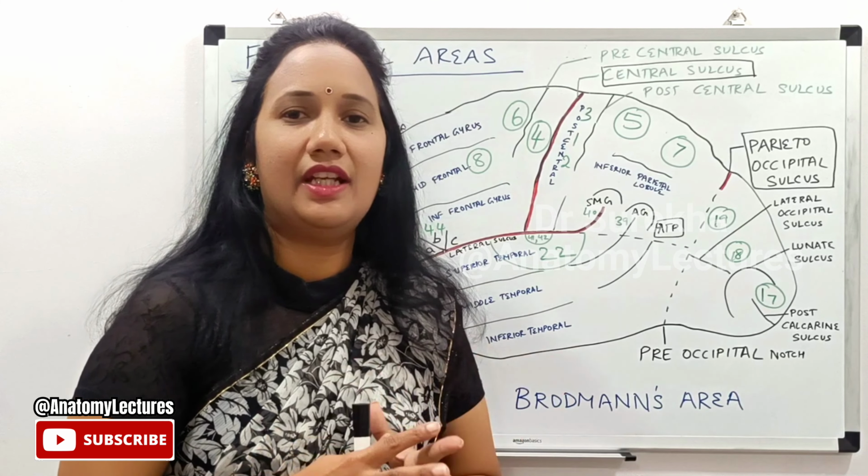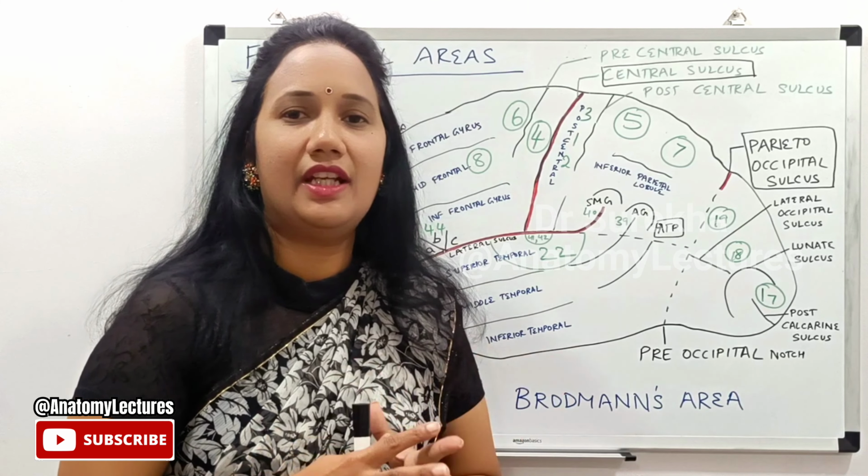So those are the important functional areas present in the temporal lobe, and of course 39 is partly present in the temporal and parietal lobe, I told you. So part of the Wernicke's speech area is also present in the temporal lobe.